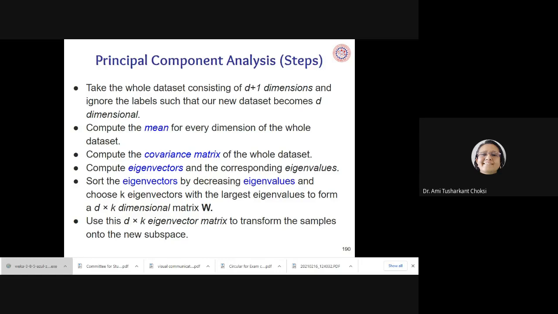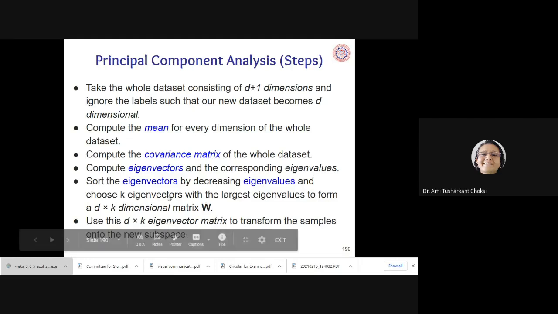I mean to say that for each and every dimension, for each and every column, we need to find the mean. Compute the covariance matrix of the whole data set. Covariance matrix we want to find. Then compute eigenvectors and corresponding eigenvalues. Sort the eigenvectors by decreasing eigenvalues and choose k eigenvectors with the largest eigenvalues to form D cross K dimensional matrix W. Right. Now what to do?